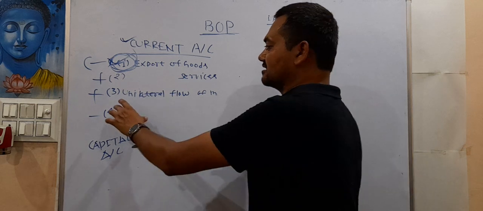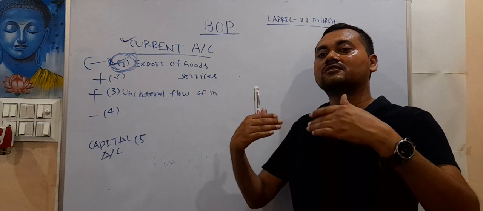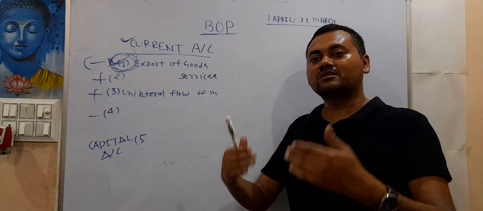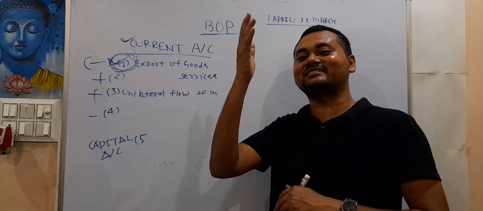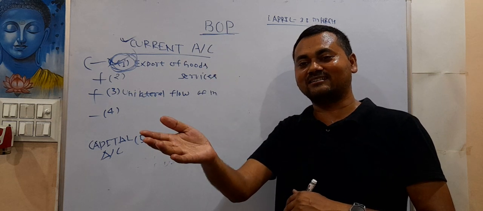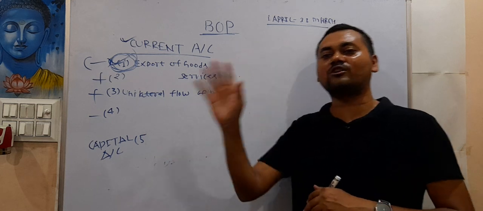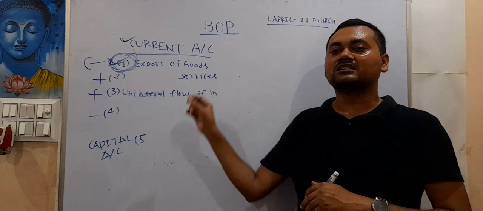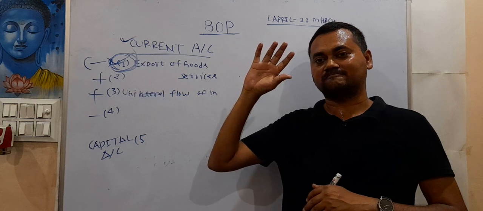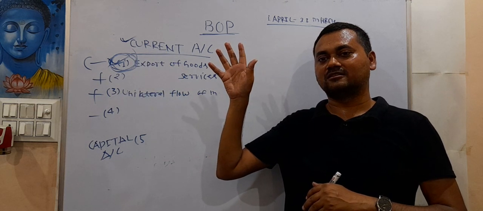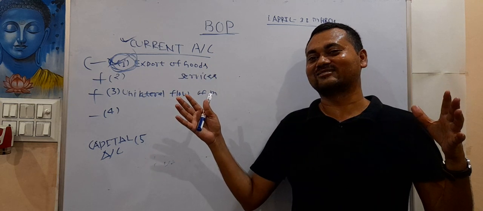So for any transaction of this nature, you can fully convert your dollars into rupees or your rupees into dollars. In the same way, you can purchase as many Mercedes cars from Germany as you want. There is no restriction. Why? Because this nature of transaction belongs to the current account. I hope it is clear.